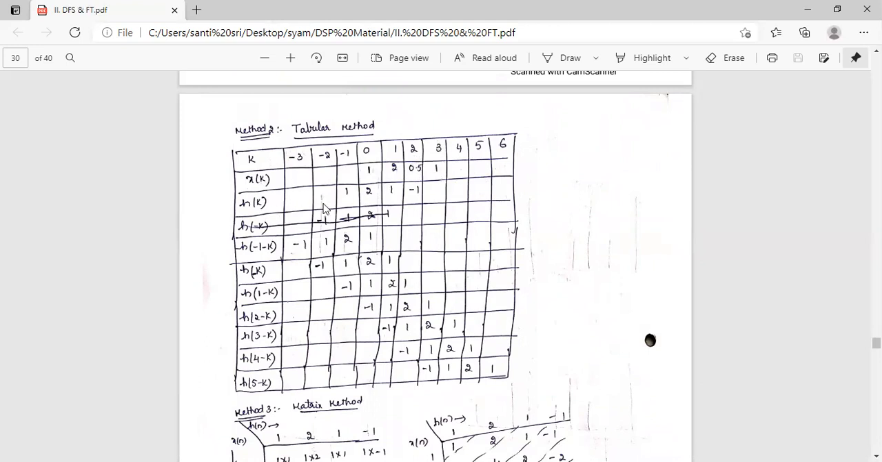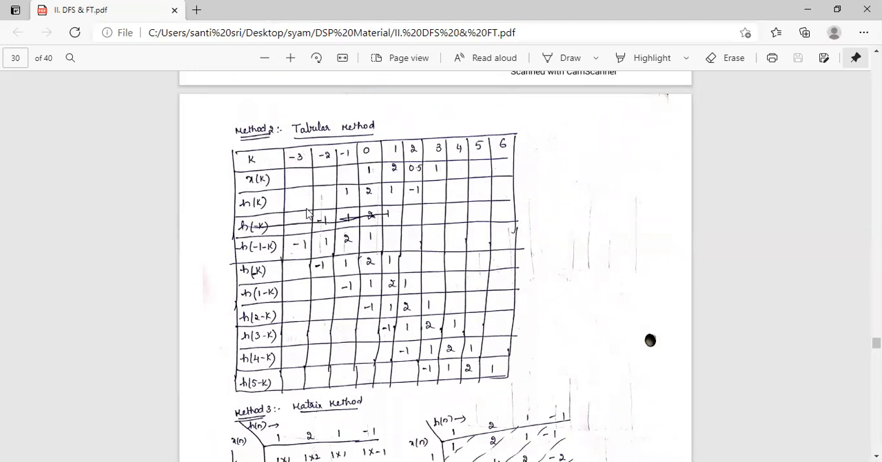Similarly, h of k value starts from minus 1. Okay. H of minus 1 is 1. H of 0 is 2. H of 1 is 1. And h of 2 is minus 1. Right? Now h of minus 1 minus k values start from minus 3 to 0.